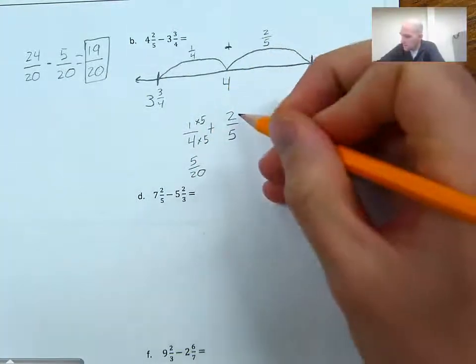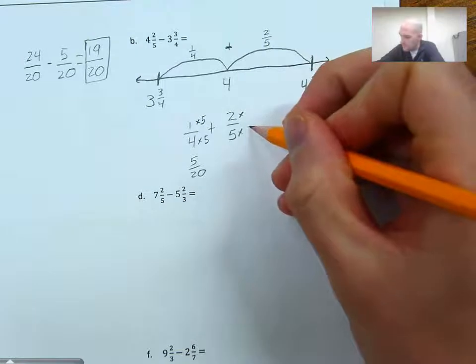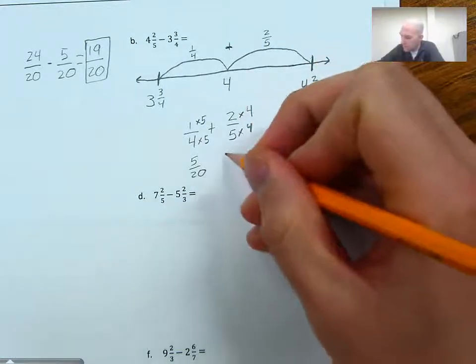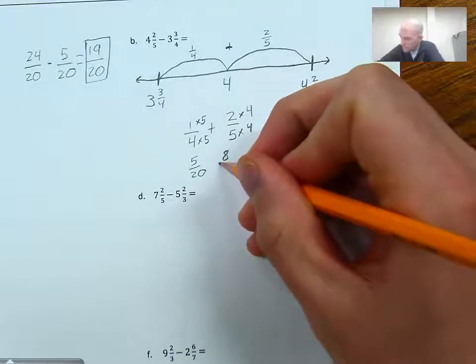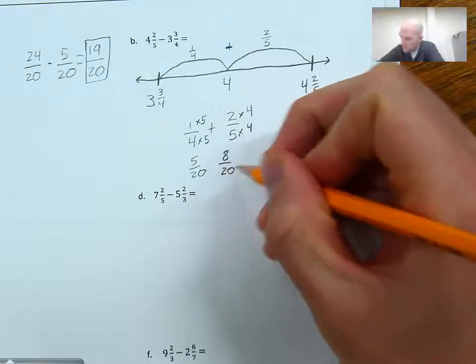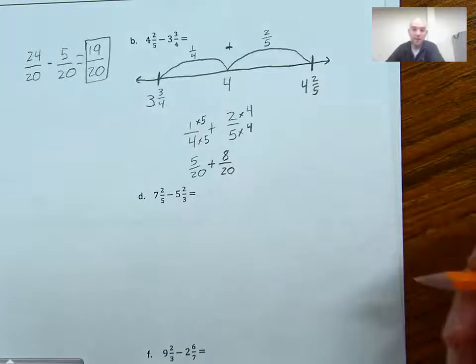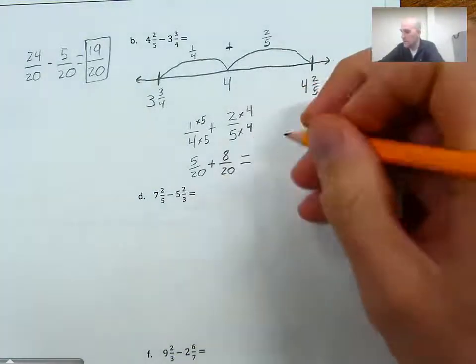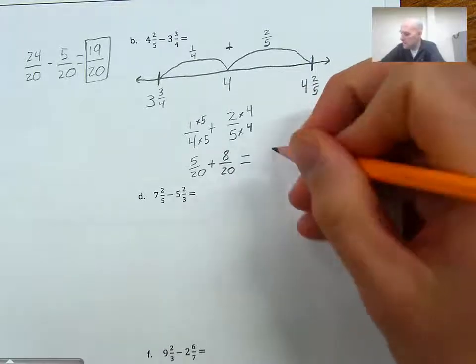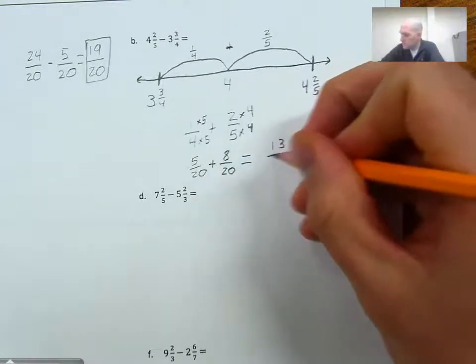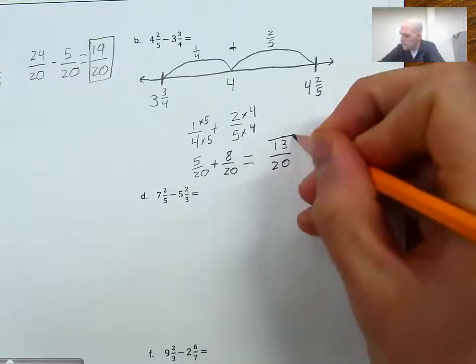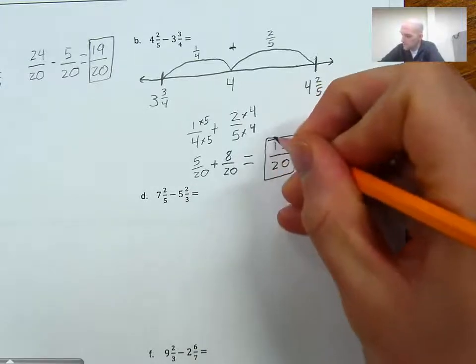And then I need to multiply 5 by 4 to get to 20. I need to multiply my numerator by 4. And I get 8/20. Now I just need to add 5/20 plus 8/20. And I'll get 13/20. And there's my answer.